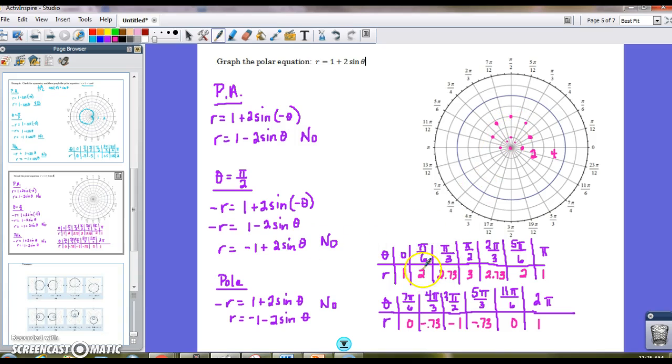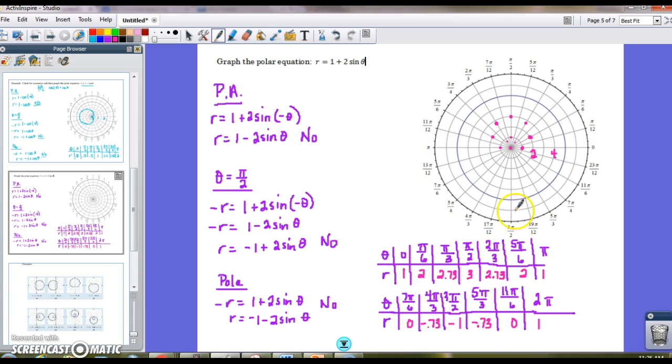The reason I stick to multiples of pi over 6 and pi over 3 is because one of them is always going to be 0.5, and that's really easy to graph. Some form of 0.5 multiplied by something else is always going to give you either a whole number or a half of a number. So that's why I stick to those. If you want to put in multiples of pi over 4, you certainly can.